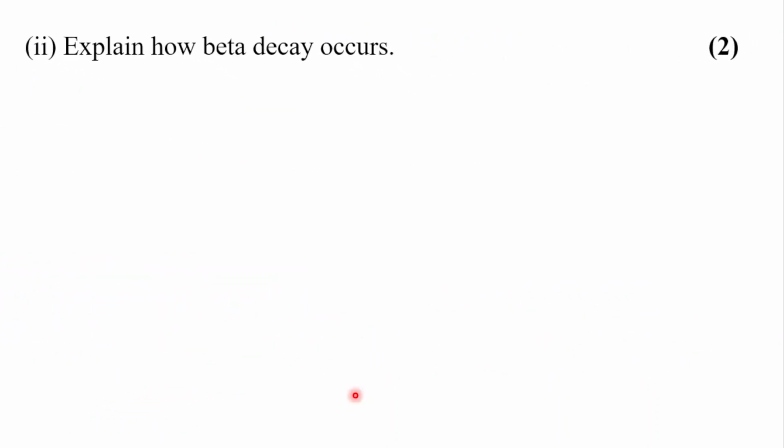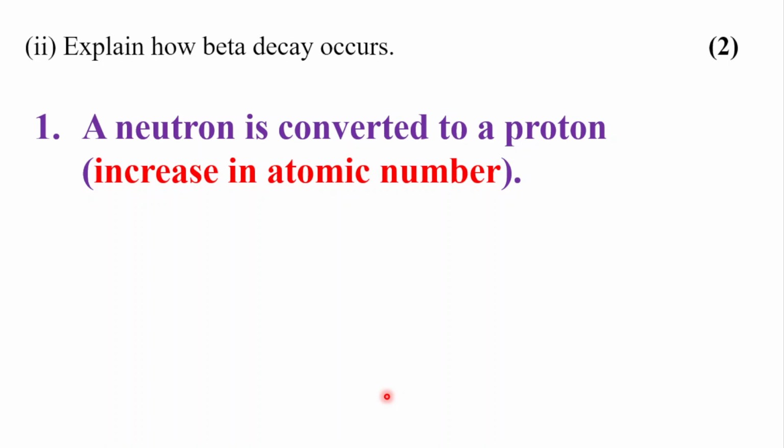Now, it's to explain how a beta decay occurs, for 2 marks. So the beta decay is 1. The first thing I want you to notice right here is that a neutron is converted to a proton. Careful and listen well. A neutron is converted to a proton.